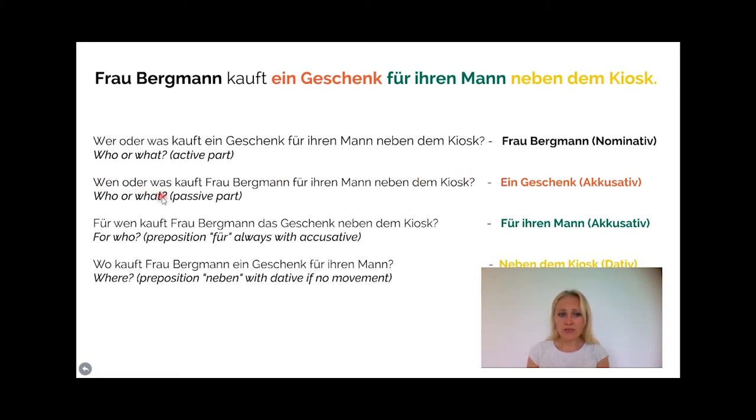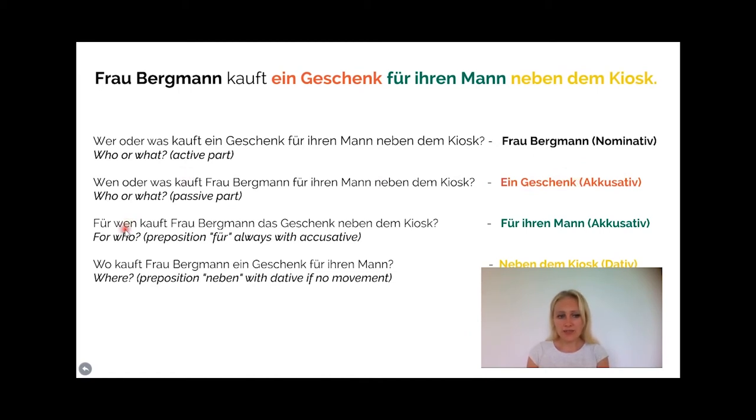The next question is, wen oder was kauft Frau Bergmann für ihren Mann neben dem Kiosk? Now, who or what is she buying for her husband next to the kiosk? It's about the passive part, and now the object that she is buying. So whatever she buys needs to be put in the accusative, because that's the object that she buys. So the answer here is ein Geschenk, which is the accusative object. This is what she's buying.